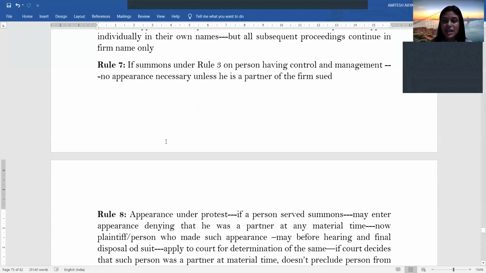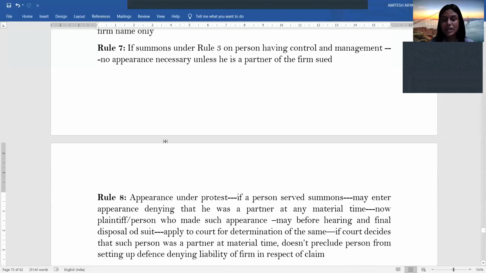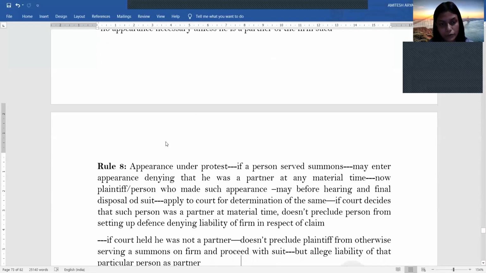Now, rule number 7 says that if a summons has been issued to a person who has control and management, who was not a partner, but he was only having the control and the management, there is no need of appearance unless he is being sued as a partner of the firm.